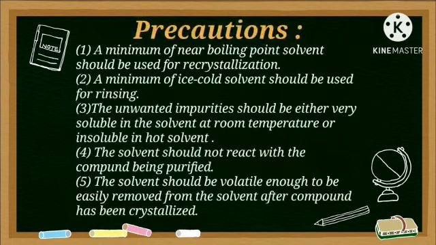Precautions. First, a minimum of near boiling point solvent should be used for recrystallization. Second, a minimum of ice-cold solvent should be used for rinsing. Third, unwanted impurities should be either very soluble in the solvent at room temperature or insoluble in hot solvent. Fourth, solvent should not react with the compound being purified. Fifth, solvent should be volatile enough to be easily removed from the compound after it has been crystallized.